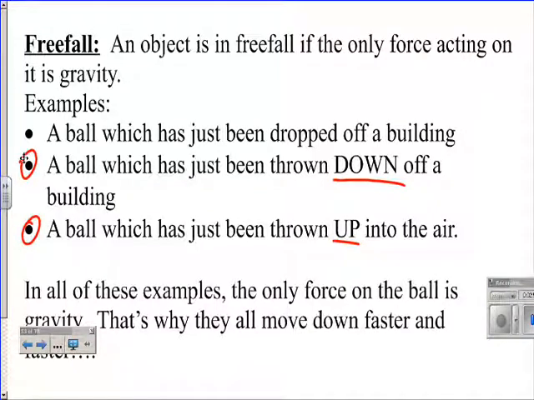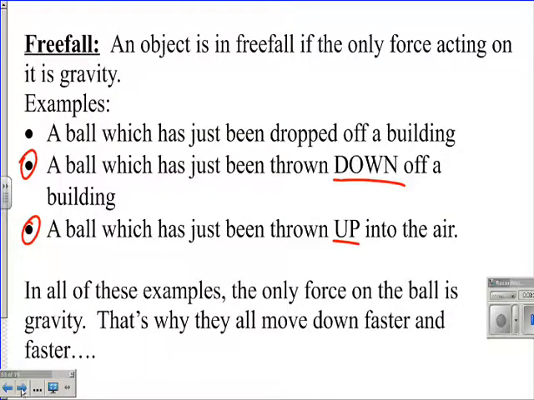If it helps you think of it, when you throw a ball up in the air, why doesn't it go up forever? It doesn't just keep going up and up and up. It comes back down because gravity is pulling it down. And since that is, in fact, the only force affecting it, that means that it is in free fall. So in all of those examples, the only force on the ball is gravity, and that's why they all move down faster and faster, and so they are all in free fall.